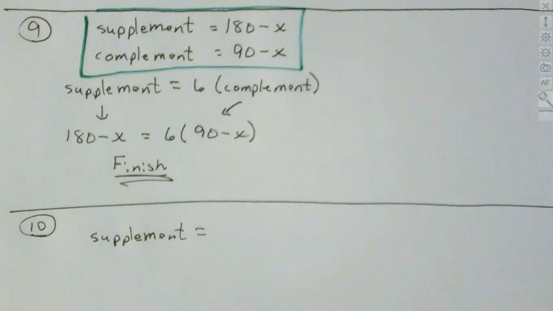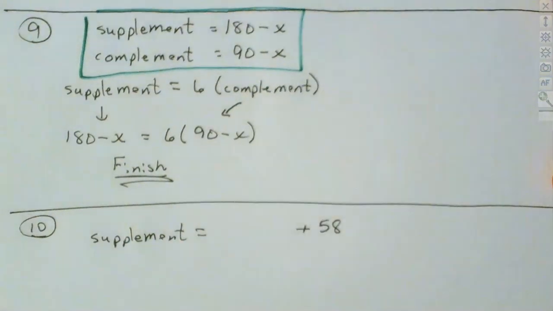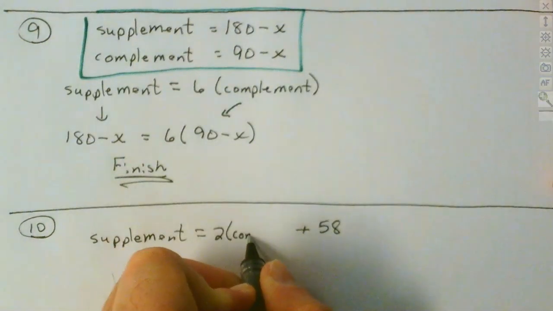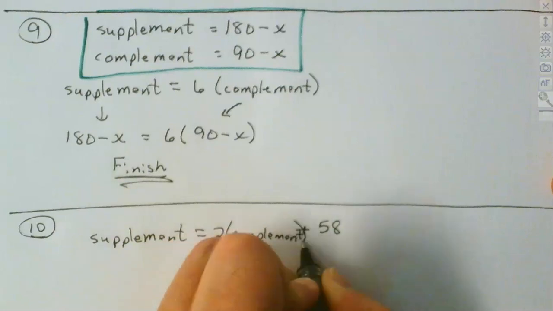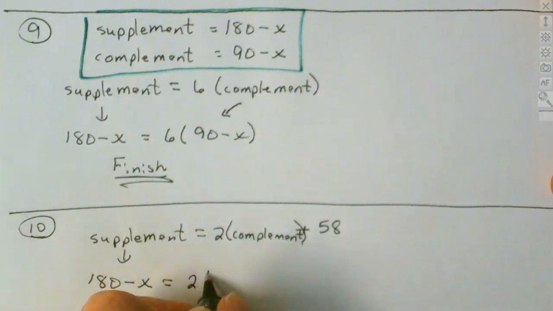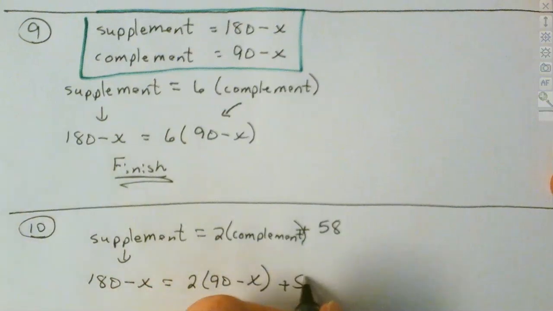So 58 degrees more, that means we've got to add it in. And what are we going to add that into? Okay, twice its complement. So that's 2 times the complement. Now we can build our equation. So that's 180 minus x, and that equals 2 times 90 minus x plus that 58. And I think you can finish it from there.